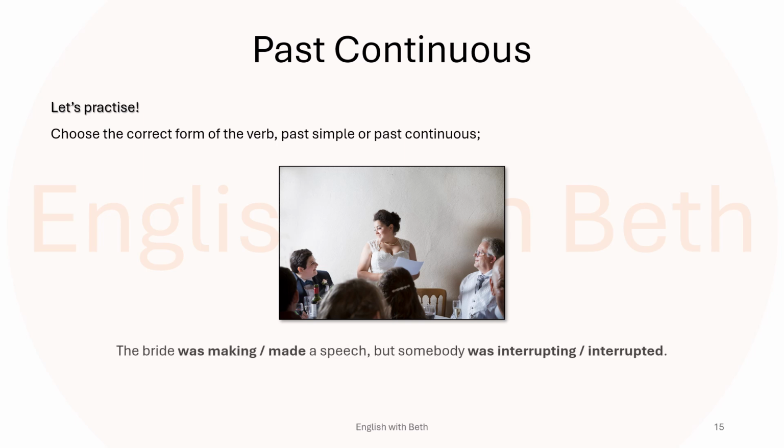Another one. The bride was making or made a speech, but somebody was interrupting or interrupted. And here's your correct answer. The bride was making a speech, but somebody interrupted. So we have the past continuous. The bride was making a speech, and then the past simple, which happened in the middle of her speech. Somebody interrupted.